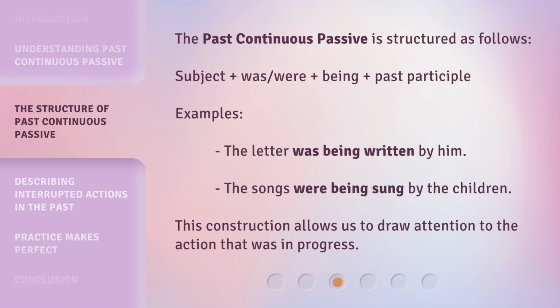The past continuous passive is structured as follows. Subject plus was, were plus being plus past participle. Examples. The letter was being written by him. The songs were being sung by the children. This construction allows us to draw attention to the action that was in progress.